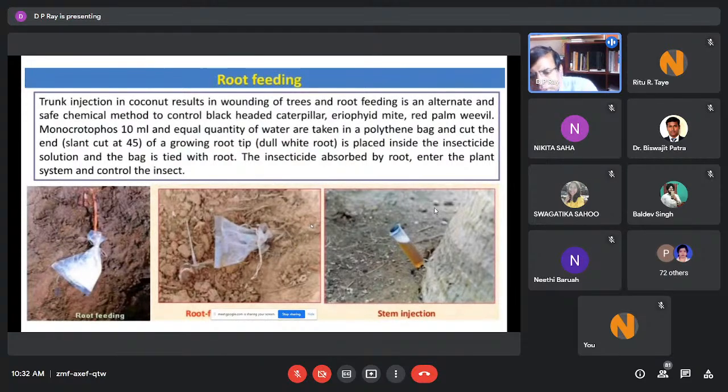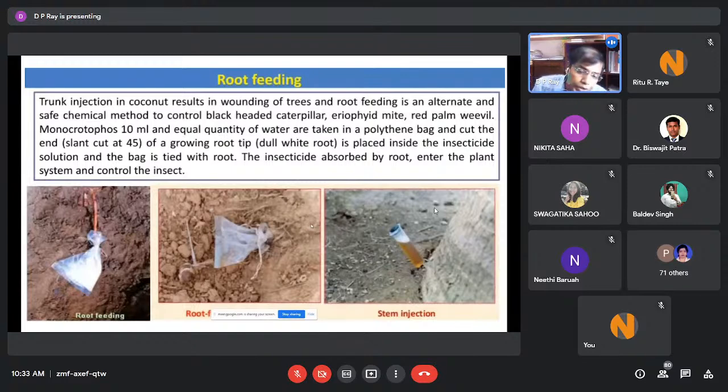In coconut plants, which are very tall trees, going upstairs to deal with infestation on the leaves and all those things may be difficult to control. So in that case, we expose the root, the growing tender roots with a slant cutting, and then we make a solution of the desired insecticide that we have to put on, and we get the slant cut.